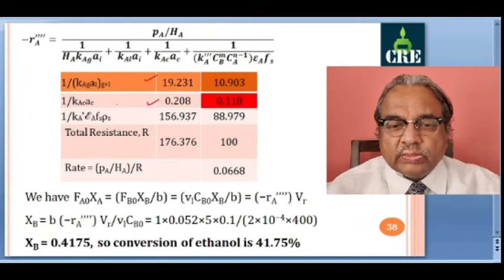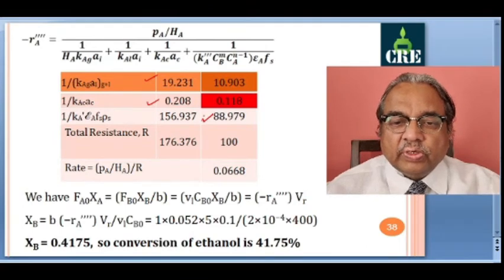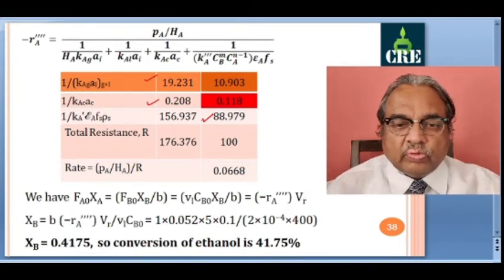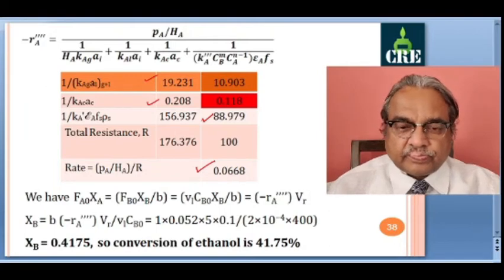So total resistance 176.376. Here also major resistance is because of the chemical reaction term at the catalyst surface. So rate is Pa by Ha by R, and that comes out to be 0.0668.